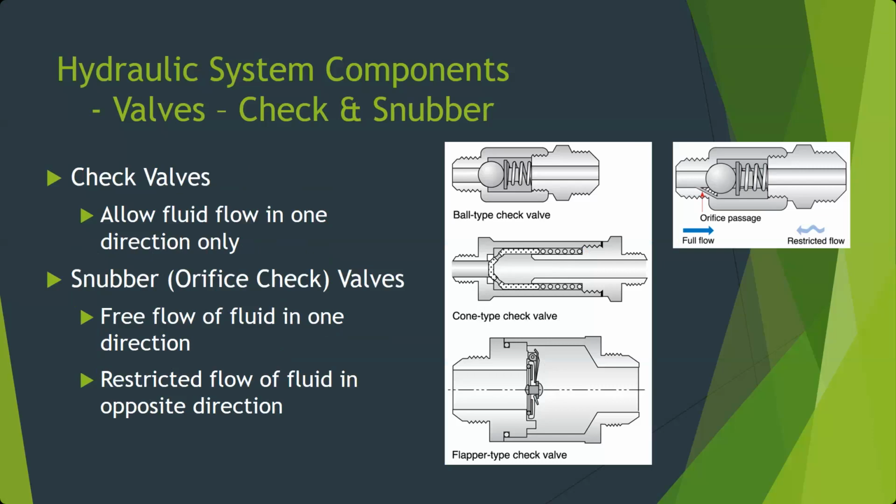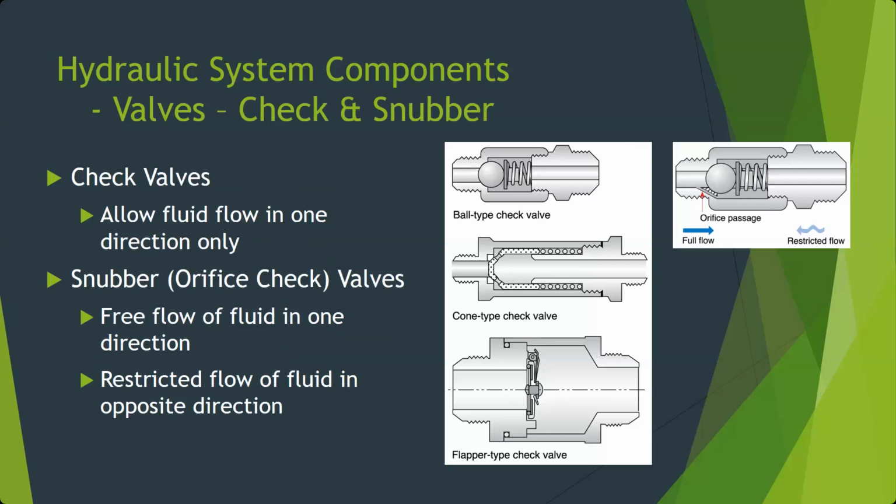So the flow on all of these is from left to right. Fluid flow is able to push the ball, push against the spring, move it off the seat right here, and allow fluid flow left to right. Cone type check valves do the same thing, except here it's going to go through these passages on each side of the cone. And then you have flapper type check valves.